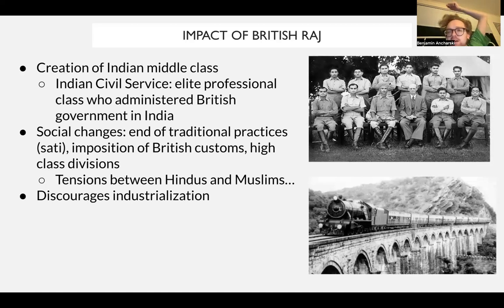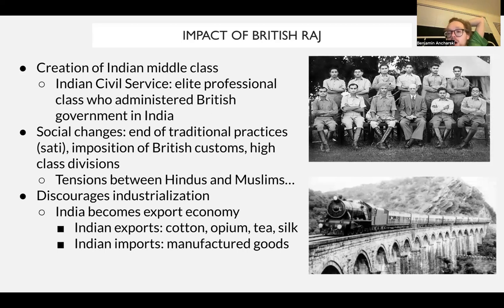India to this day is industrialized now, of course, thanks to things that we'll talk about in the future. But we do see that kind of a big long-term effect is that for much of Indian history, it is going to be mostly not industrialized. It is going to become an export economy, meaning it exports raw materials, things like, again, cotton, silk, and tea, and opium.